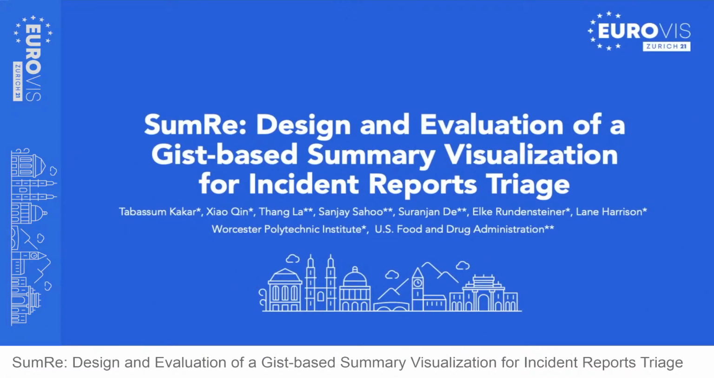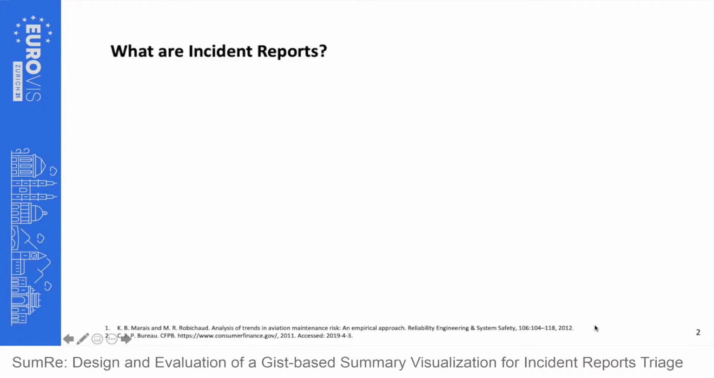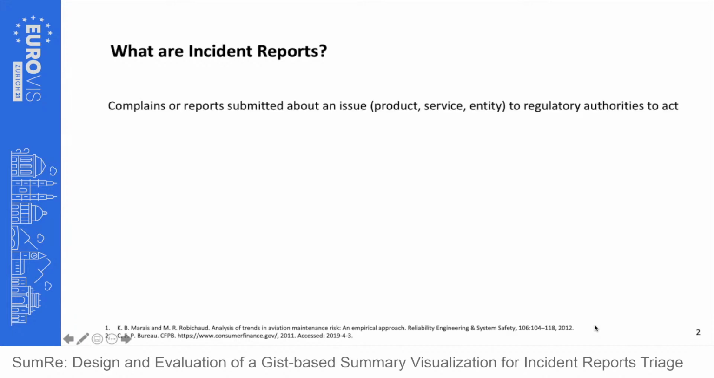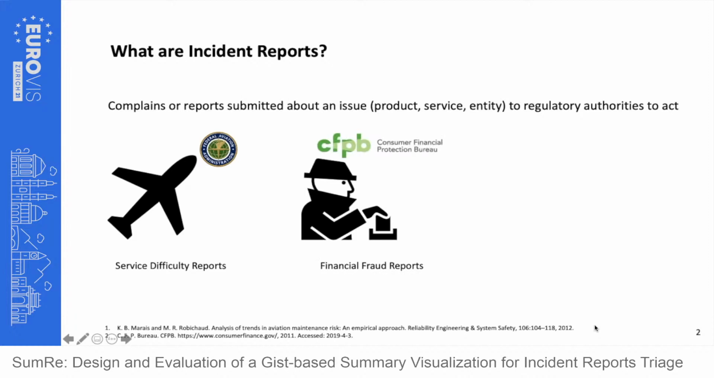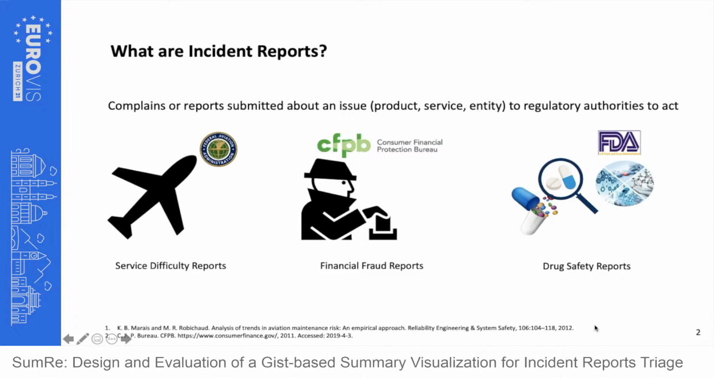This is Tabassum Kakar from Worcester Polytechnic Institute, Massachusetts. Today, I'll be presenting our paper on the design and evaluation of a GIST-based visual summary for incident reports triage. Before diving in, let's understand what incident reports are. These are complaints or reports submitted about issues related to products and services to regulatory authorities for them to take action. For instance, service difficulty reports related to aircraft health and safety are submitted to the Federal Aviation Administration. Similarly, one of the responsibilities of the Consumer Financial Protection Bureau is to investigate fraudulent transactions through financial fraud reports. In the healthcare domain, regulatory authorities such as the US Food and Drug Administration receive and analyze drug safety reports related to medication errors and adverse drug reactions.